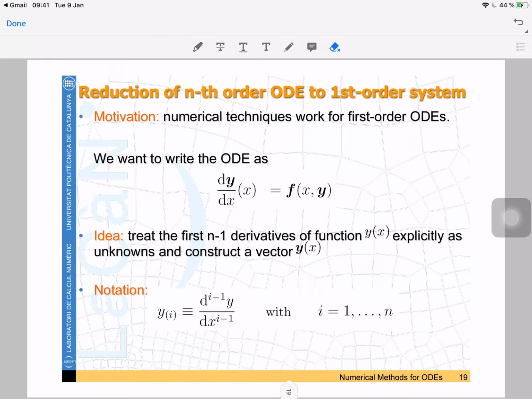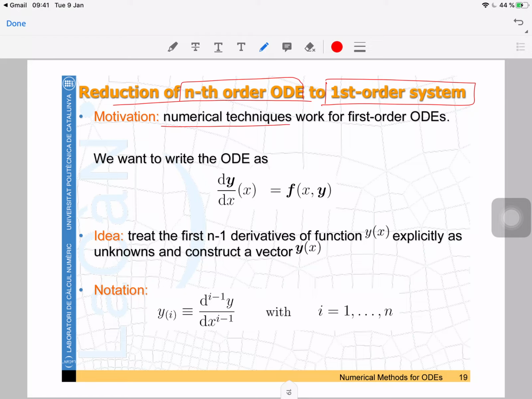The first step is to reduce the nth order ODE to a first order system. The motivation here is to use numerical techniques that we have already introduced for the first order ODEs to solve an nth order ODE. So for this purpose, basically we have to write the nth order ODE as a first order system like this. So this is again the same as the first order ODE.